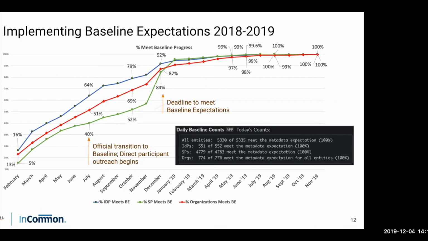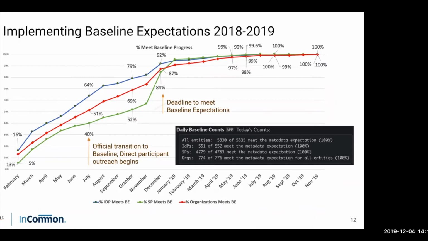And interestingly, the compliance was really on an upward trend even before we officially transitioned to enforcing baseline. On the announced deadline that everybody was supposed to be up to expectations, we were about at the 90% level. That process required members of the Community Trust and Assurance Board to reach out and email or telephone or use campus directories to find folks who are operating the SP or the IDP and try and help them come into compliance with these baseline expectations.